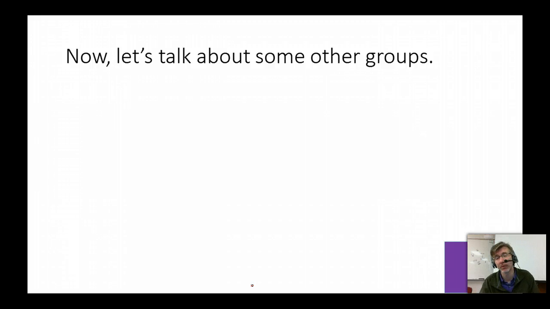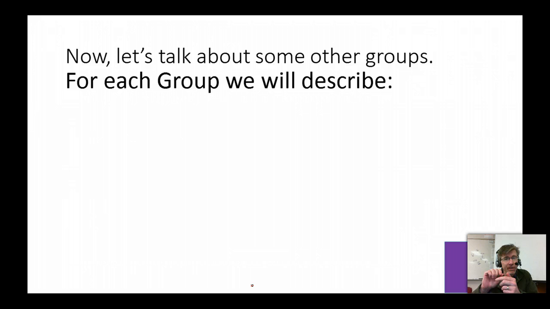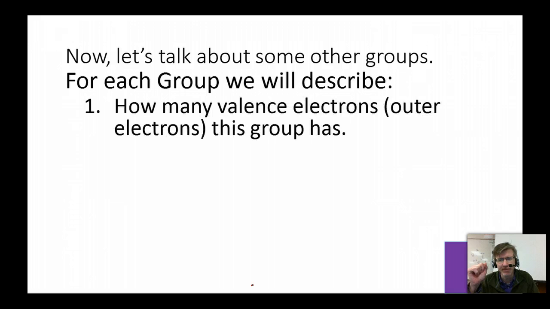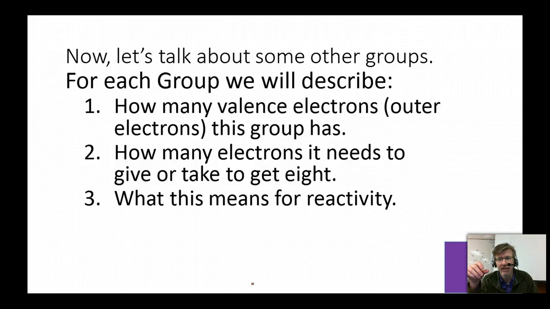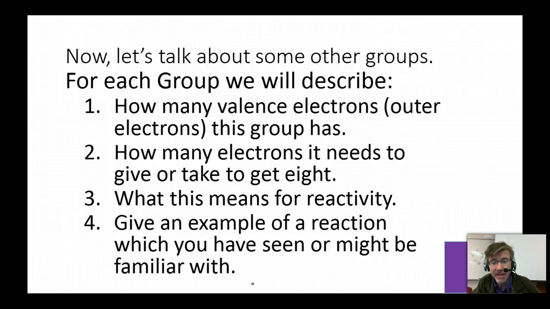All right. So let's talk about some other groups. We're going to look at all the groups in the table from 18 all the way to 1, except for the transition metals. We're going to skip those. I want to look at how many valence electrons a group has. Remember, a group has the same number of valence electrons. And how many electrons any element in that group needs to give or take to get to 8, and what that all means for reactivity. Ready to go? Here we go. Oh, and then we'll give a couple of examples of a reaction at the end. You may have seen this reaction, or you might be familiar with it.